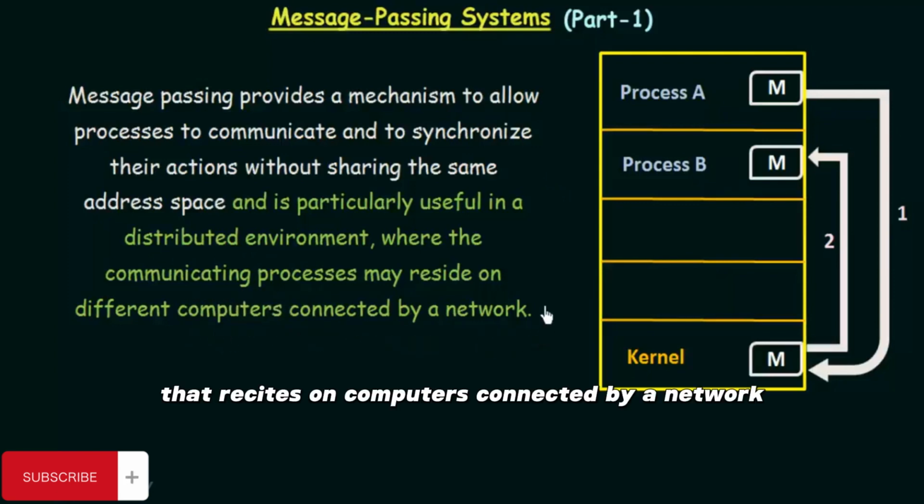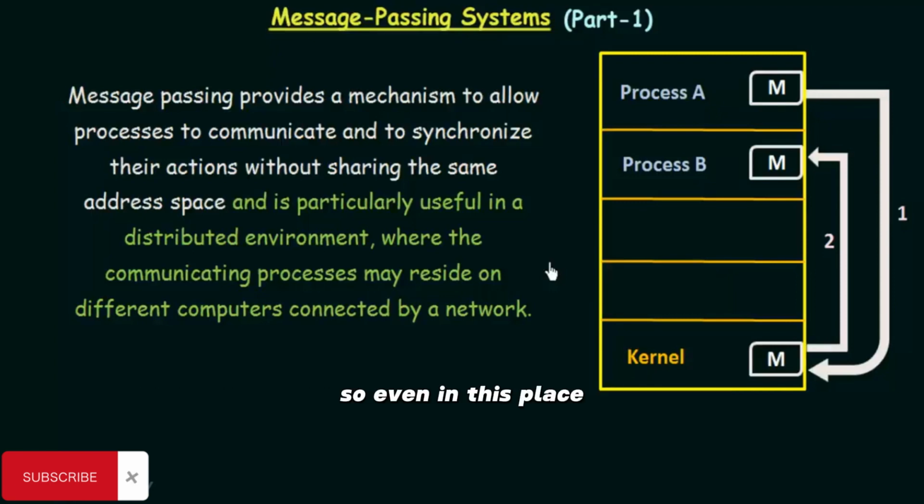But think of a scenario in which you have a distributed environment, or communicating processes that reside on computers connected by a network. For this, let us take the example of internet chat. Let's say that you are chatting with your friend over the internet. You are sending a message from your system, and your friend is receiving the message in his system, which is located somewhere else. Even in this case, the two processes need to communicate. Your process and the process in your friend's system also need to communicate, but they are not residing in the same system; they are residing in different systems, connected through a network.